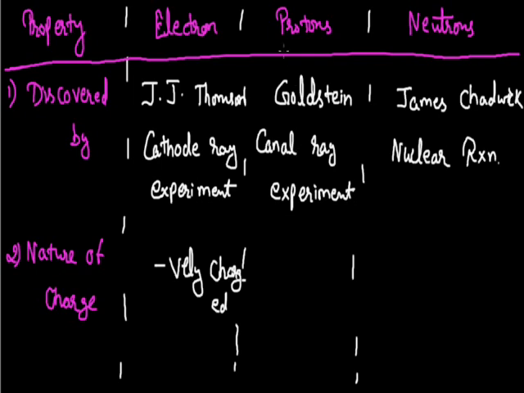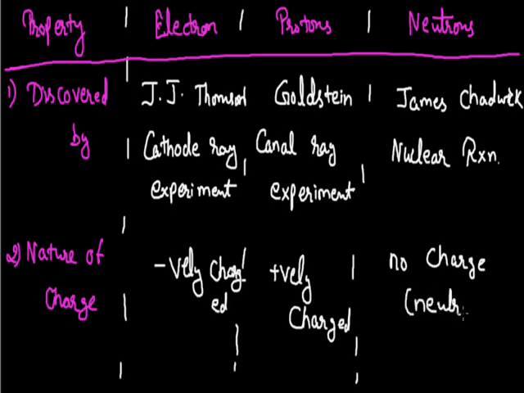Protons, as the name starts from P, so the charge on them is always positive, and these are positively charged particles. Neutron, it starts from N, and by this we can memorize this. As the name starts from N, so it has no charge on it, and those particles which have no charge on them are termed as neutral particles. So this neutron is electrically neutral.